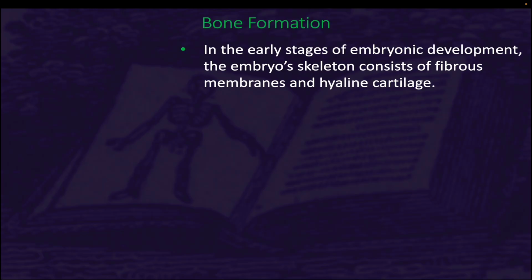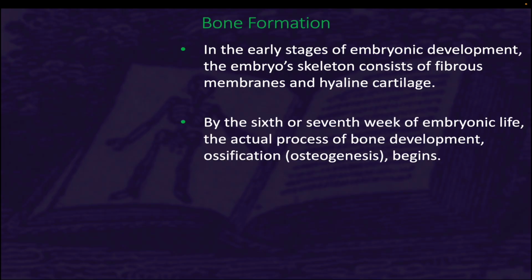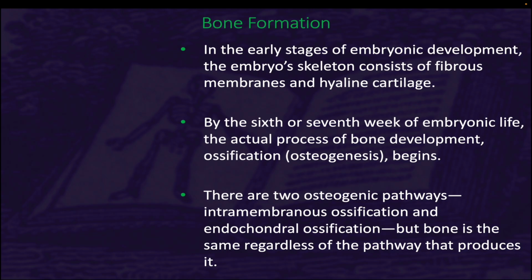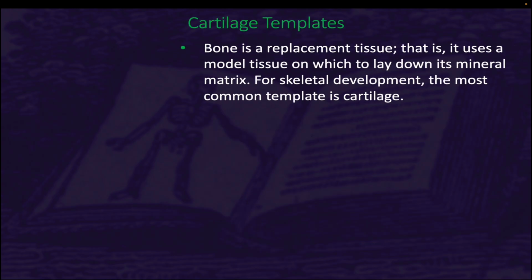In the early stages of embryonic development, the embryo skeleton consists of fibrous membranes and hyaline cartilage. By the 6th or 7th week of embryonic life, the actual process of bone development, ossification, begins. There are two ossification pathways, intramembranous ossification and endochondral ossification, but bone is the same regardless of the pathway that produces it. Bone is a replacement tissue. That is, it uses a model tissue on which to lay down its mineral matrix.